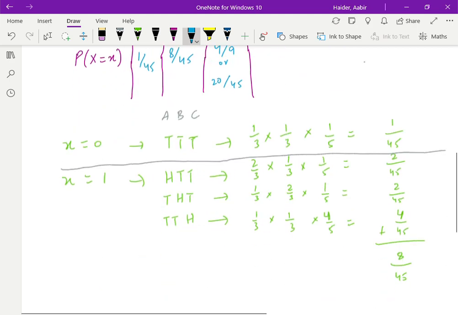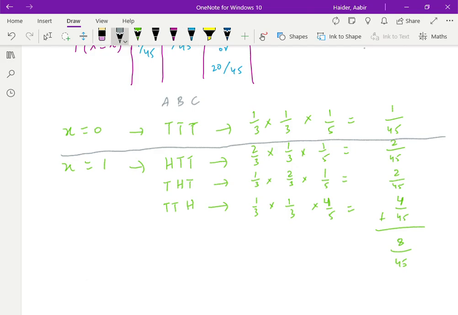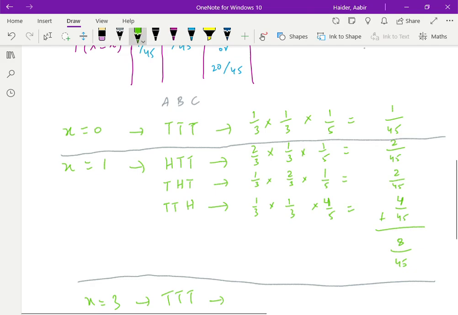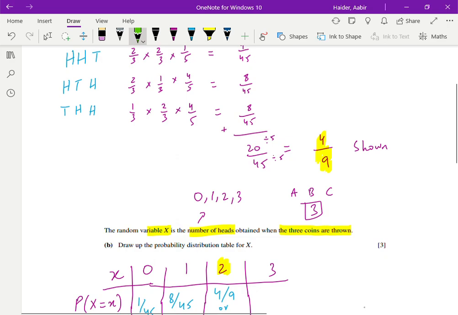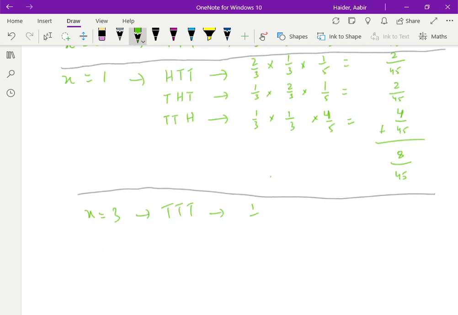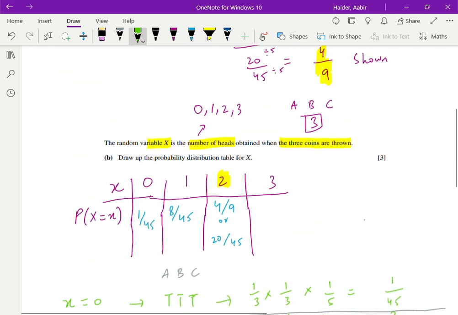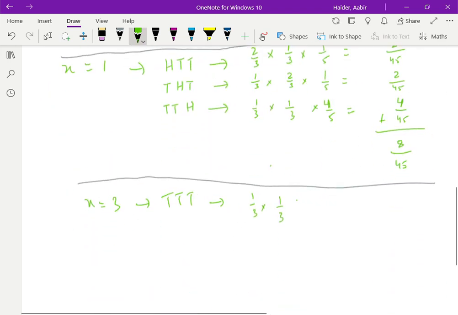Now the only one left is 3, and there won't be much working in 3 because there can be only one scenario where we can have x equals 3. That means all the tails. So all the tails will be just multiplication of all the tail probabilities. The tail probability for A is 1 over 3. The tail probability for B is also 1 over 3, and the tail probability for C is 1 over 5. That should give you 1 over, how much?